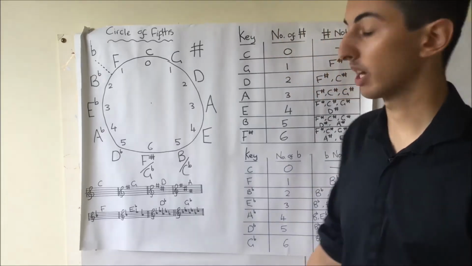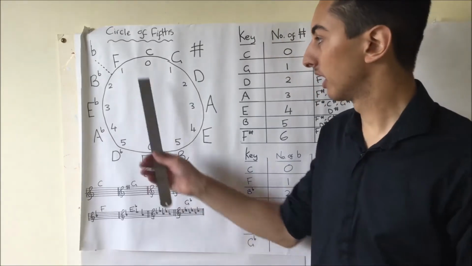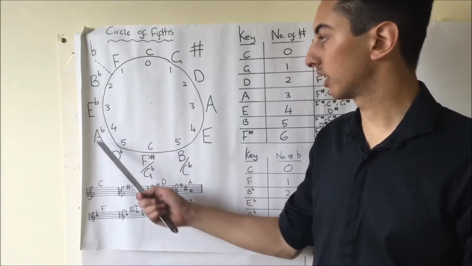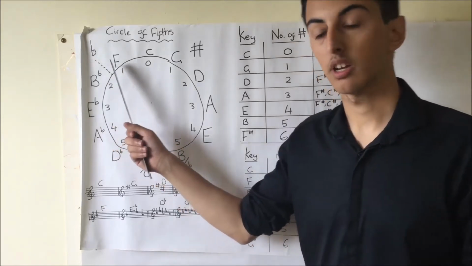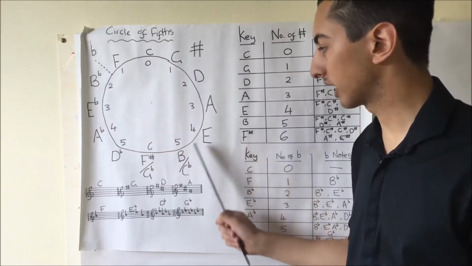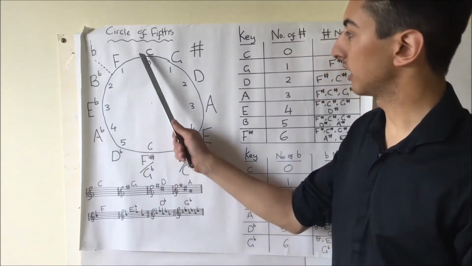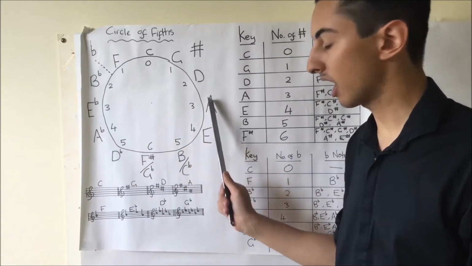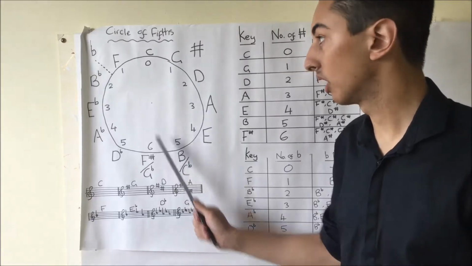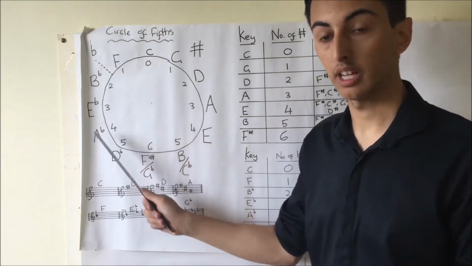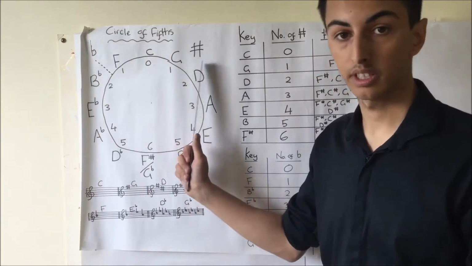I'm going to start off by talking about the circle of fifths. Here we can see the main structure of the circle of fifths. Around the outside of the circle are all the different major keys that exist. It's called the circle of fifths as each key is exactly a fifth higher if we go down the right hand side, or a fifth lower going down the left hand side than its previous key.